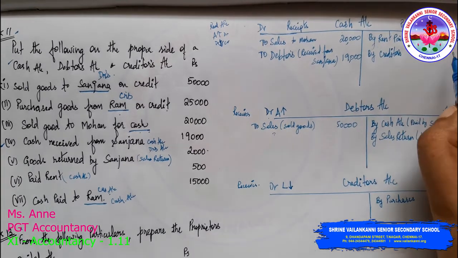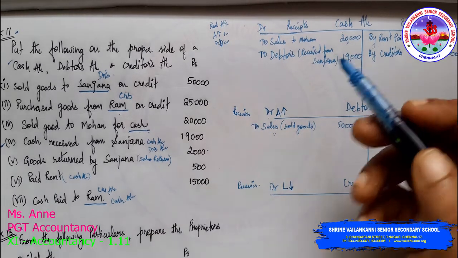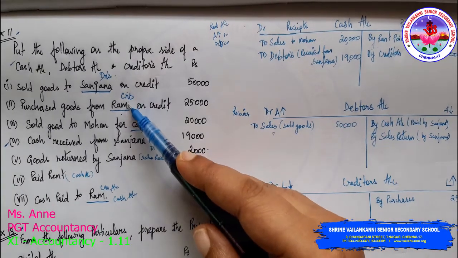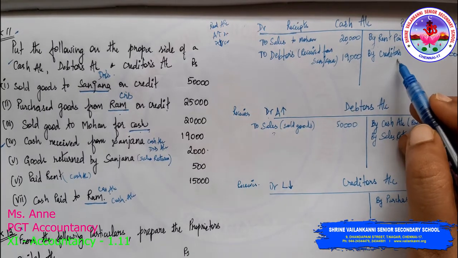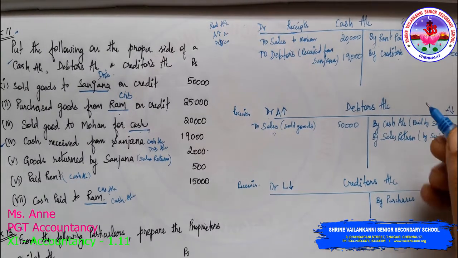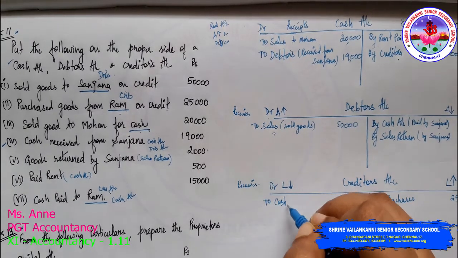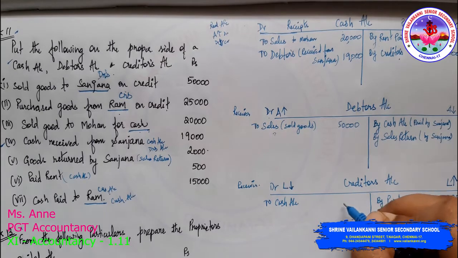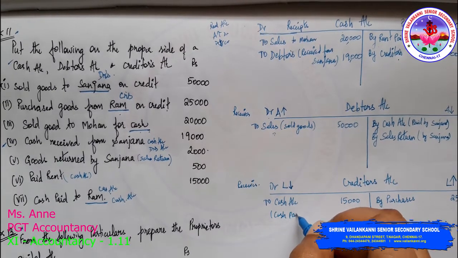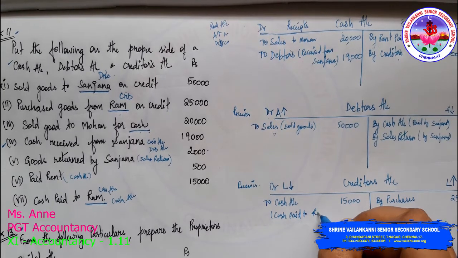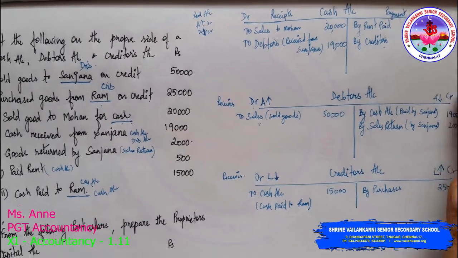Paid to Ram by creditors. Cash paid to Ram 15,000. Why? Cash is being paid to Ram. Ram is our creditor. We are paying money to the creditor. So 15,000. Here you will write to cash account 15,000. Cash paid to Ram 15,000. I am sure that you are able to follow this.